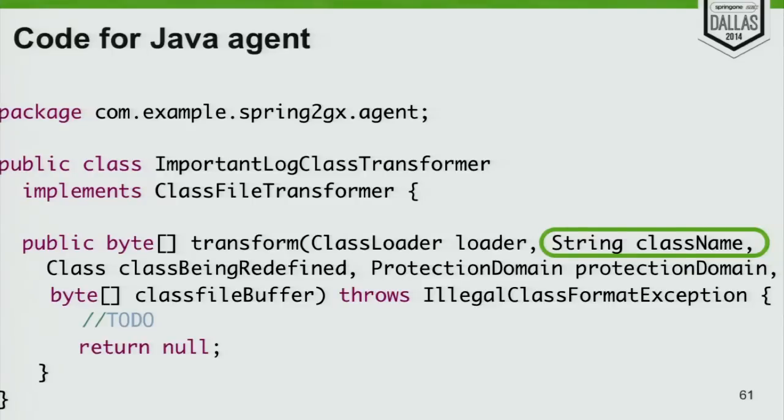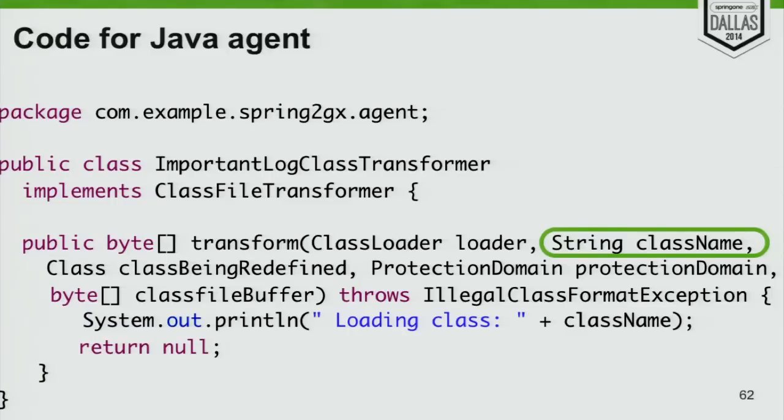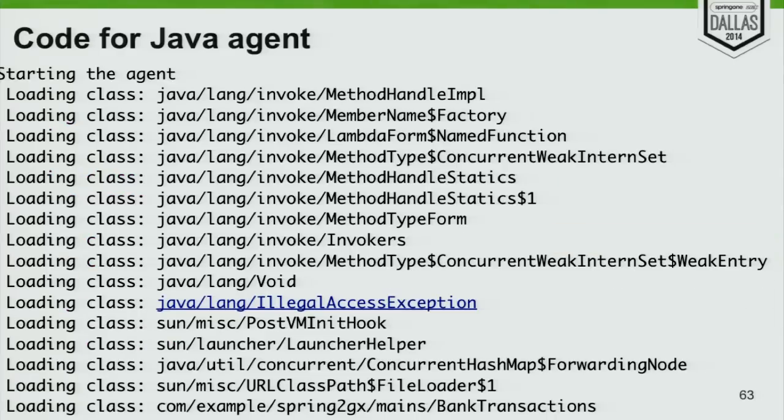And note here that we get the class name. And we should see every class that's loaded into the JVM get called into this method. So we can do something like just print out the name of the class. If we do that, we can see "starting the agent", and then we can see each class getting loaded with the bottom class being BankTransactions there.